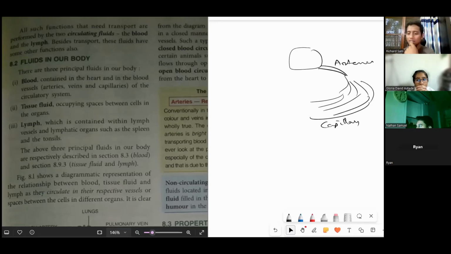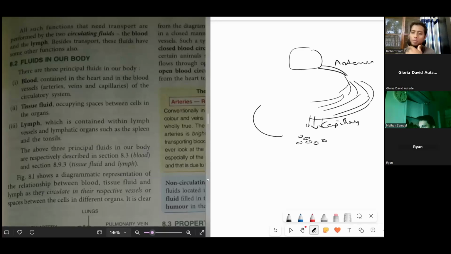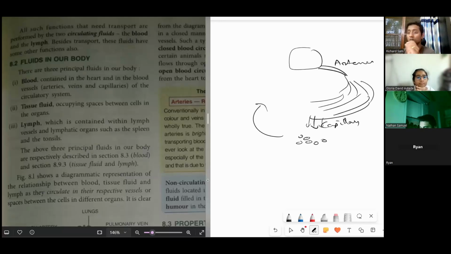The blood that comes out of the capillaries forms something called tissue fluid, because it's around the cells in the body. That is the second fluid. As this tissue fluid keeps increasing, it has to be drained out, taken away from the tissues and put back into the blood vessels. It is taken back through another system called the lymphatic system. When the tissue fluid goes through the lymphatic system, it is called lymph. Lymph is the blood itself, but blood that has been drained out from the tissues.